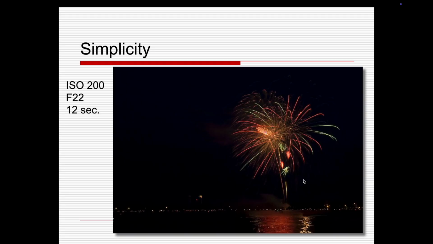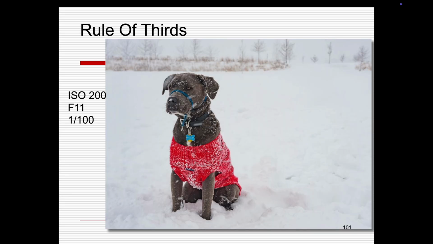But right now this subject, these fireworks, grab our eye right away. All this dark background helps to balance it out. This was an exposure made at ISO 200, f/22. It was a 12-second exposure, which means my shutter was open for several different bursts here, as we see in this picture.